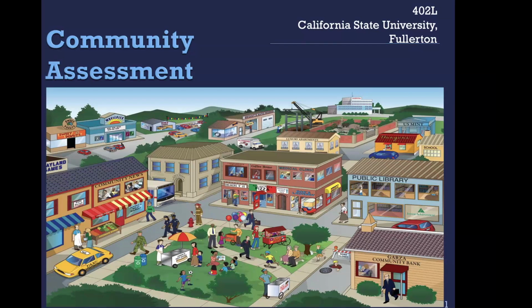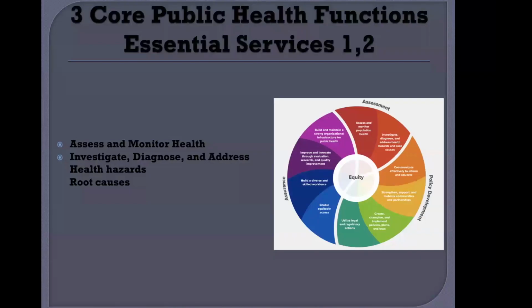There are 3 public health core functions: assessment, policy development, and assurance. Within these 3 functions are the 10 public health essential services. The community assessment is a core public health function because the public health nurse is assessing a community. The public health nurse is also providing 2 out of the 10 public health essential functions.